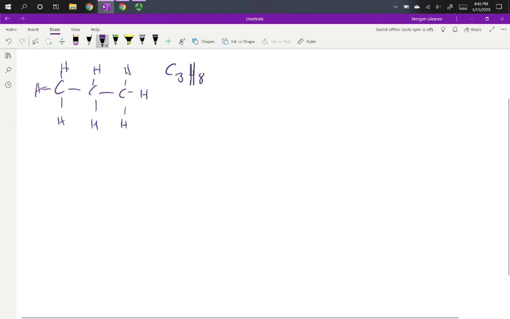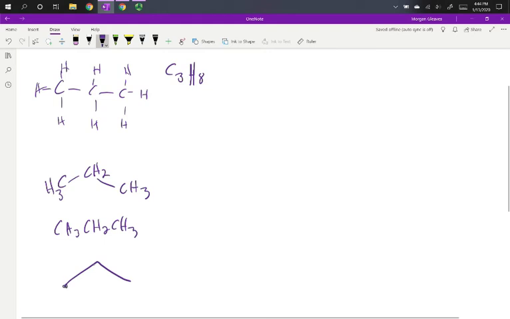We would draw it out full structure like this. We could write it shorter if we wanted. That would be one version. You could do it without the bonds if you wanted, just CH3, CH2, CH3. Or the skeletal drawing where we would just draw the bonds. Each point and each intersection was a carbon.